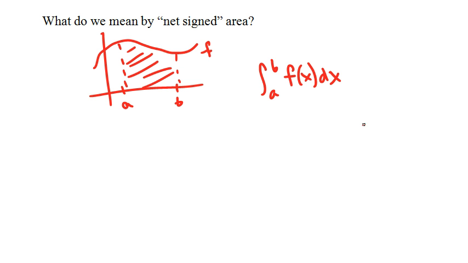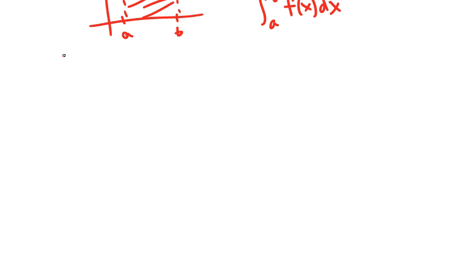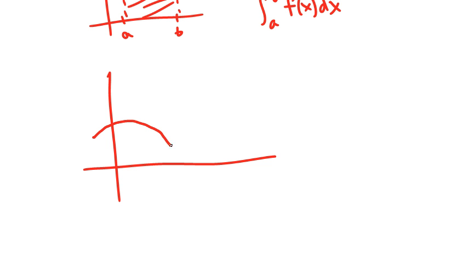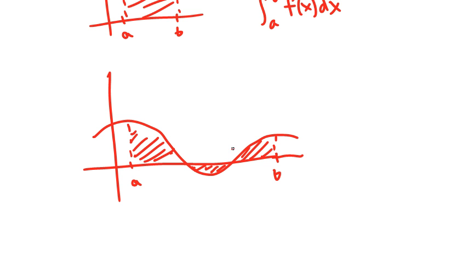But suppose we have a function that is sometimes positive and sometimes negative. So here's an example of a function that is sometimes above the x-axis and sometimes below the x-axis. Let's go from a to b here. We really have three regions here between the graph of f and the interval a to b along the x-axis. And if we're asked to find the integral from a to b of f of x dx, that definite integral, what does that mean?